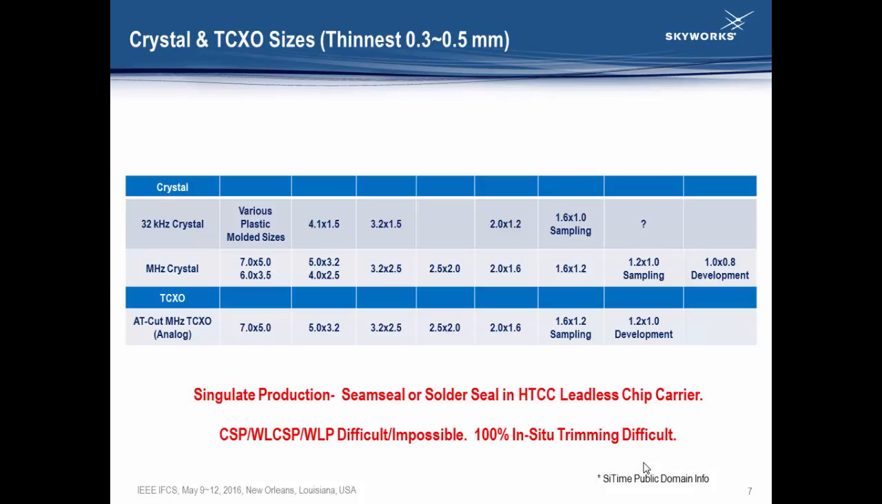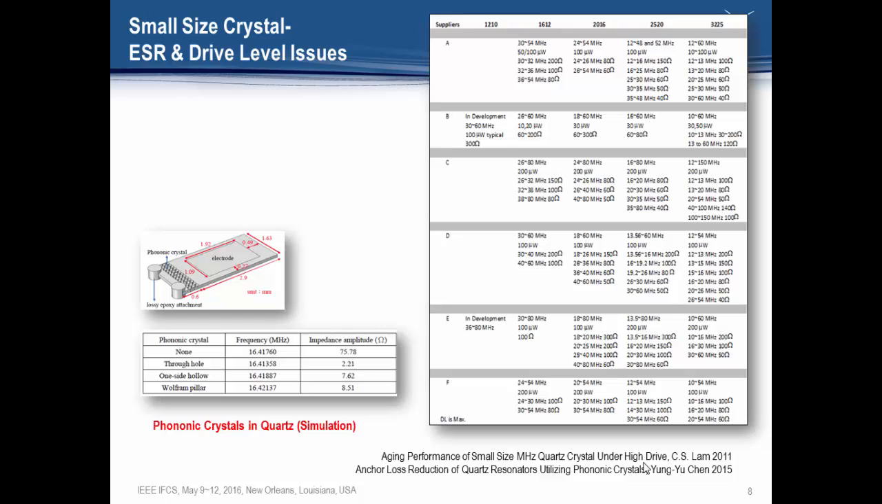All the crystals, Megas crystals, Kilos crystals, or TCXO oscillators have to be tuned 100% before encapsulation. And the other thing is that as crystals go smaller, there are a lot of problems also. The ESR, the impedance, is getting very high. This is a table listing some of the suppliers, and you can see from the table that obviously, when it gets smaller, the impedance gets higher. It's more and more difficult to drive oscillations.